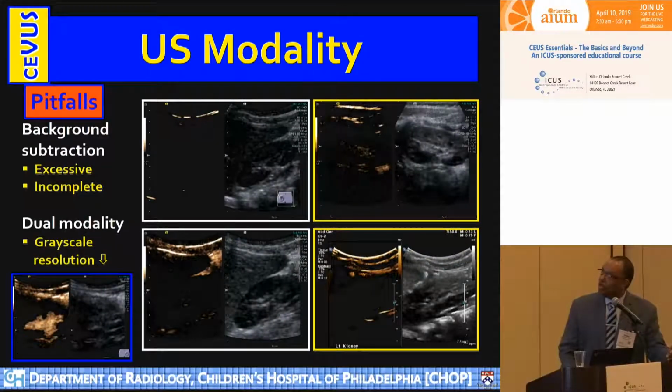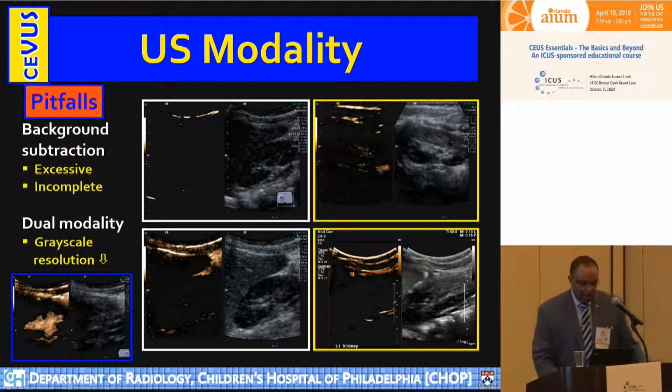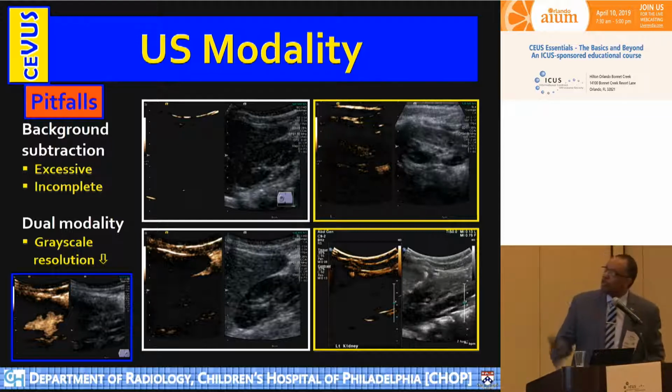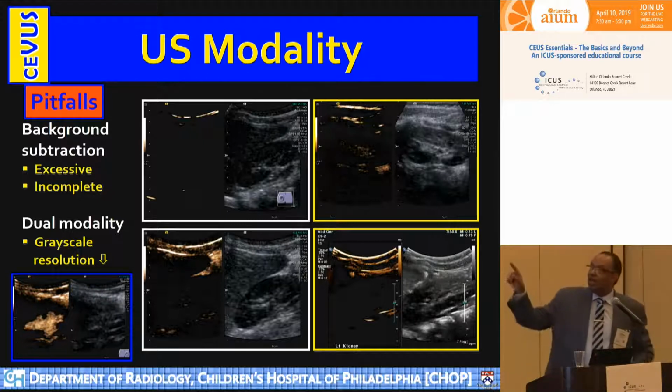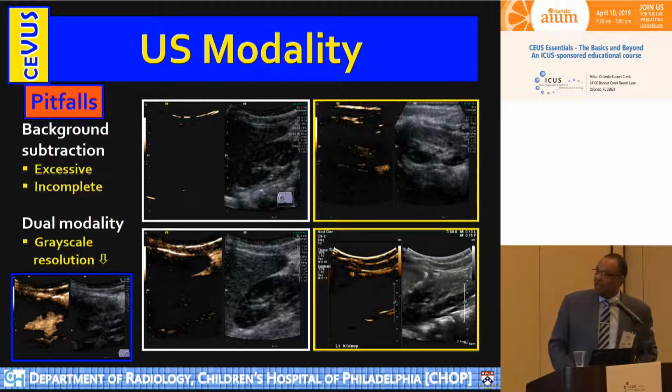I just want to point out 2 pitfalls. One pitfall is when you have a subtraction of the background, you want to ensure that the background is not too dark, as you see on the left side. You have to optimize it to show at least the borders of the kidney, as you see in the bottom, the borders of the liver or kidney or spleen. That way you know exactly where you are.